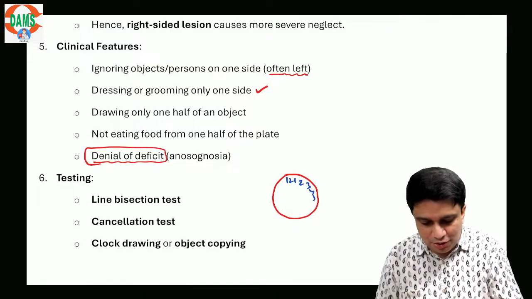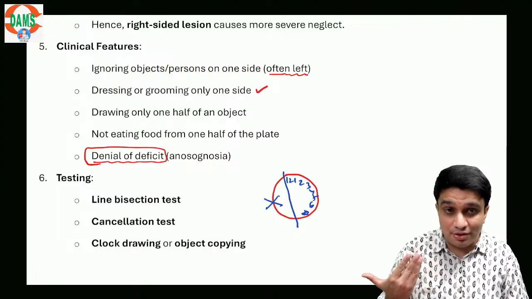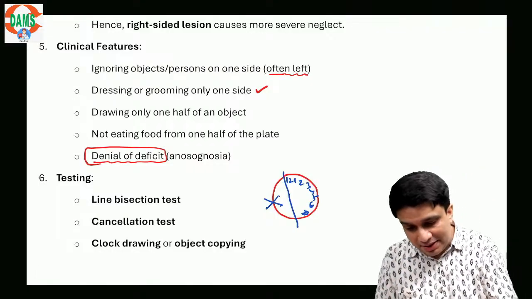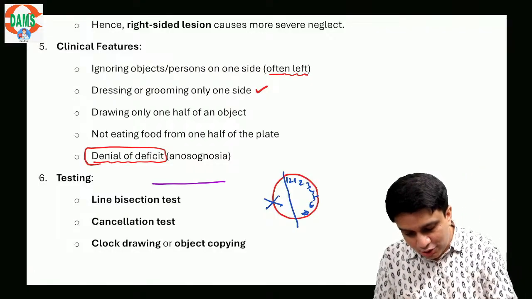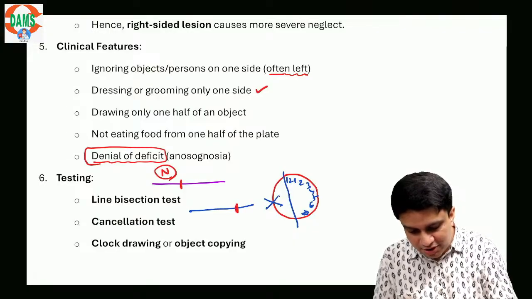So when he wants to put all the numbers, he will put them on this side because for him the clock exists only on the right, the left doesn't happen to be seen. Line bisection test. You bisect the line like this, normal. This patient of mine is going to bisect the line like this because he ignores everything on the left side of the line.